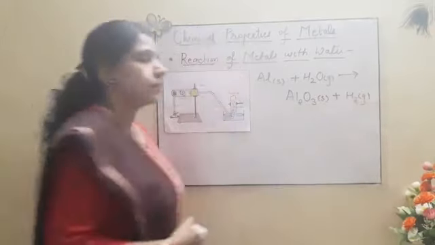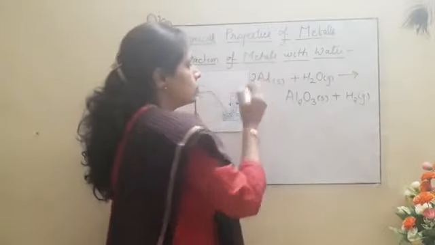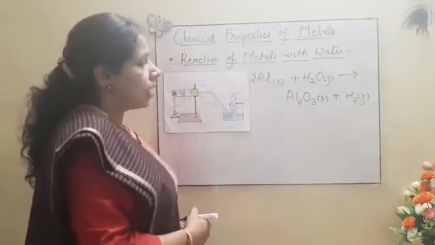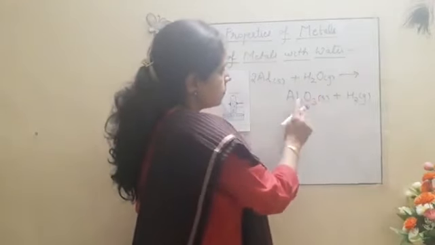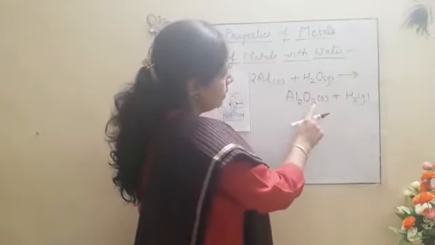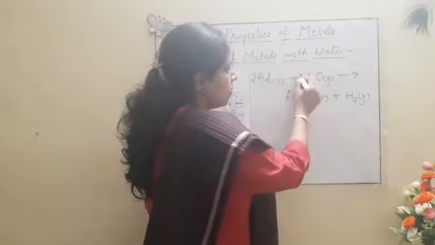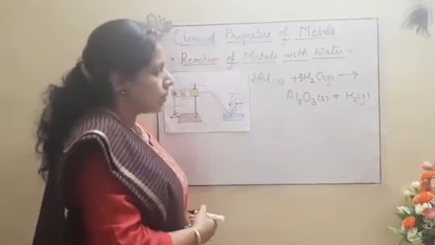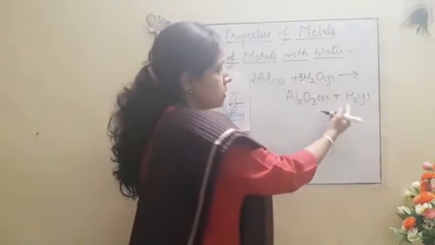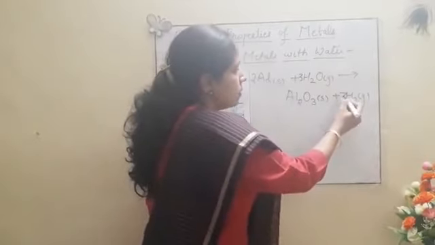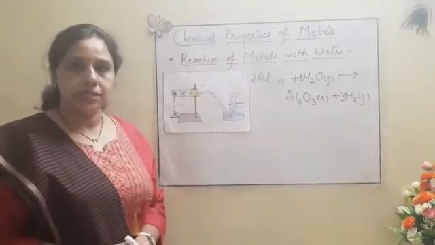hydrogen gas is evolved. Now, to balance this reaction, we will have to write 2 here first, and then we will be writing this is 2, and here there are 3 atoms of oxygen, so we will have to write 3 here. Now, oxygen is balanced, but hydrogen has to be balanced, so we will have to write the coefficient 3 here. So we got the balanced equation.